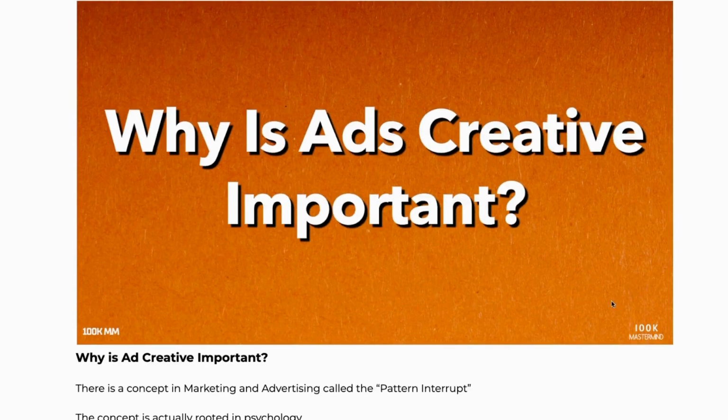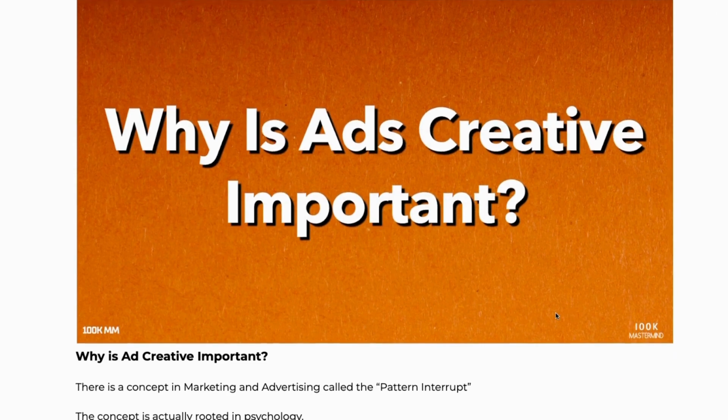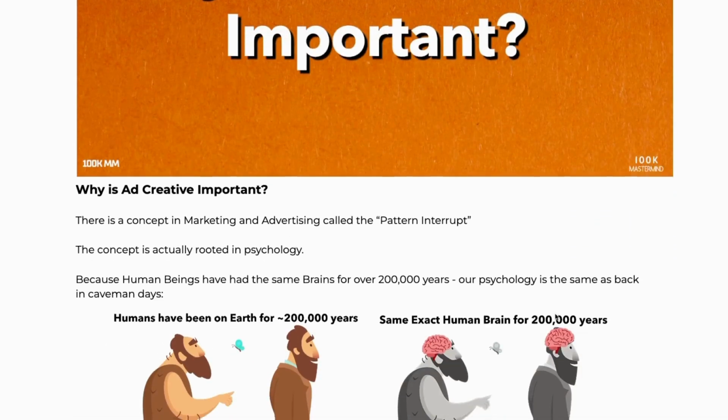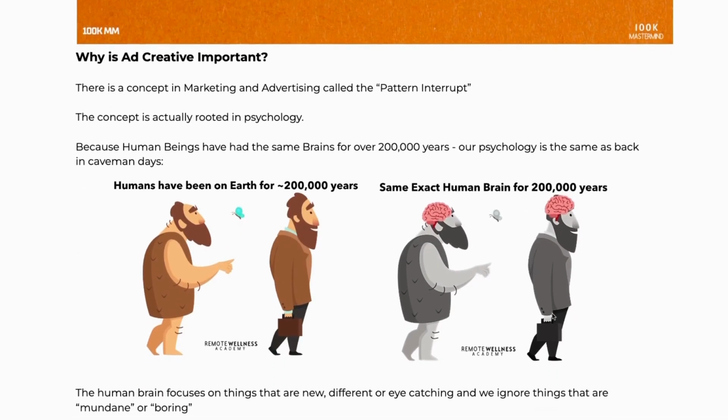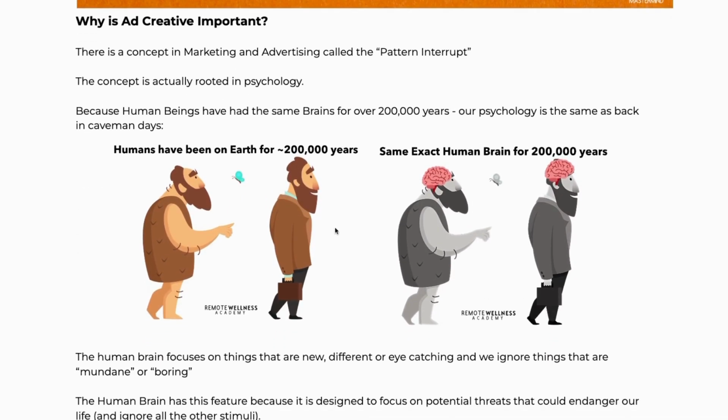Okay, now, after we've talked about a little bit of understanding of what ad creative is, I want to go ahead and talk really briefly about why ad creative is actually important. Now, the reason why ad creative is very important in advertising is because there's a very important concept in marketing and advertising called the pattern interrupt. Okay, this is a concept that's actually rooted in psychology, and because human beings have had pretty much the same brains for over 200,000 years, our psychology is the same as it was back in the caveman days, right?